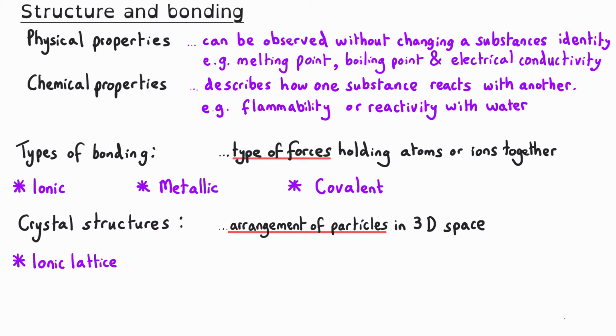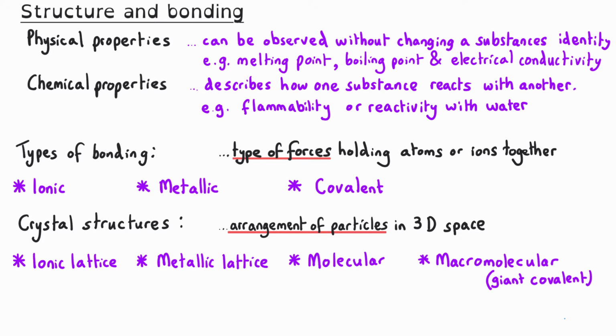When the bonding is ionic, the crystal structure is an ionic lattice. And similarly, with metallic bonding, the structure created is a metallic lattice. There are two types of structure that form as a result of covalent bonding. Firstly, there is molecular, sometimes called molecular covalent or simple molecular, but the key term there is molecular. Or alternatively, we have macromolecular, sometimes referred to as giant covalent.